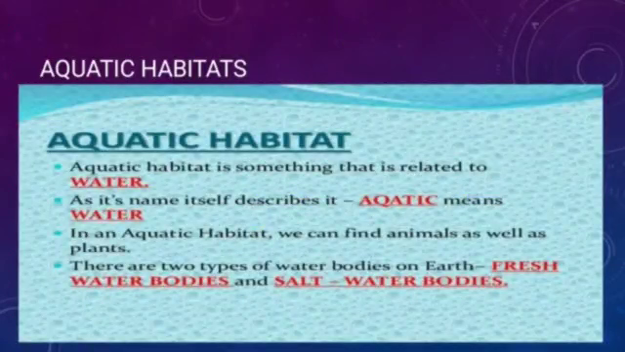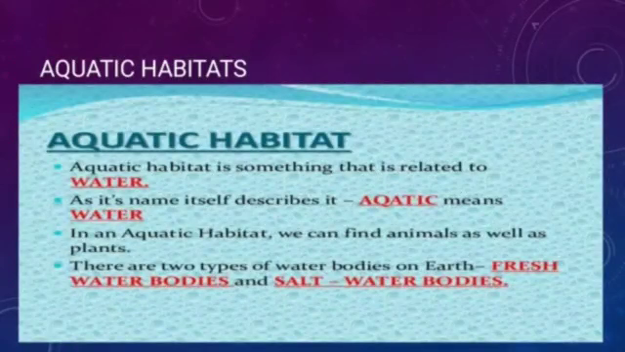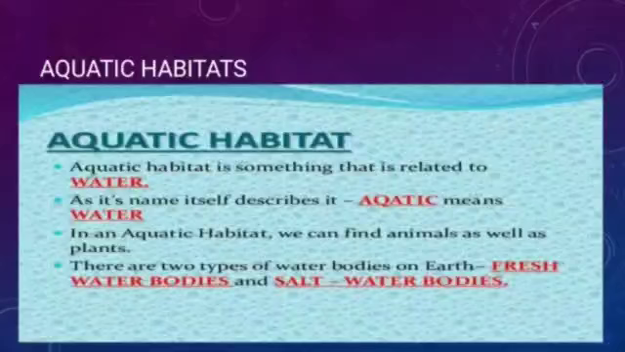Now we will see about aquatic habitats. An aquatic habitat is something related to water, because aqua means water. As its name itself describes, aquatic means water. In an aquatic habitat, we can find both animals and plants. There are two types of water bodies on the earth: fresh water bodies and salt water bodies. Fresh water bodies are like rivers and all, and salt water bodies are like the sea and marine water, which is salty water.